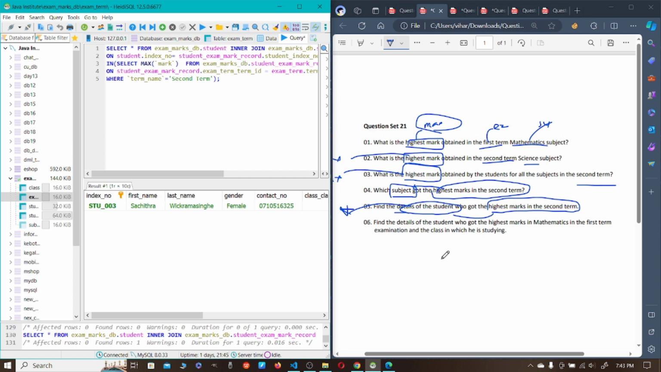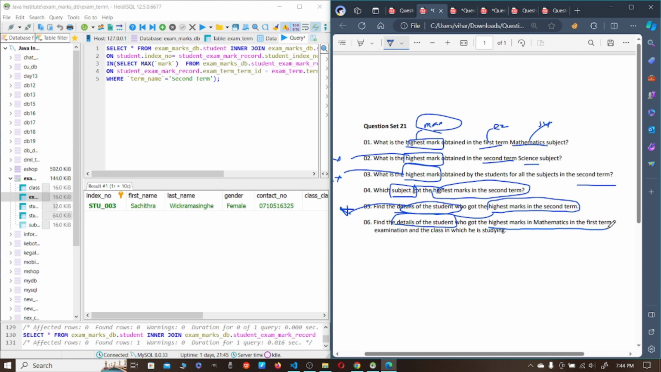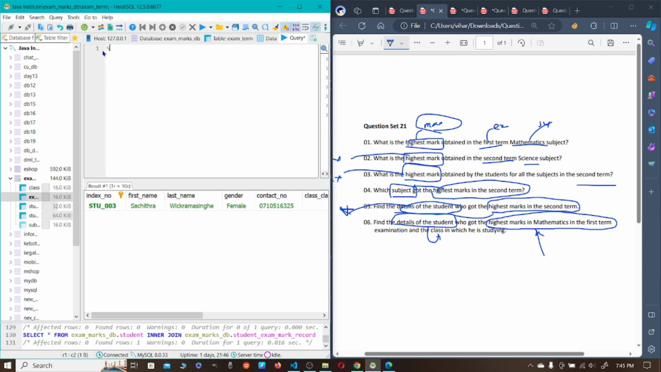So moving on, sixth question, find the details of the student who got the highest marks in mathematics in the first term examination and the class in which he is studying. You have to find the details of the student who has acquired the highest marks in mathematics in the first term, including the class. If we have to find the details, we have to find his class as well. This is our subquery part. And yes, let's type our query.